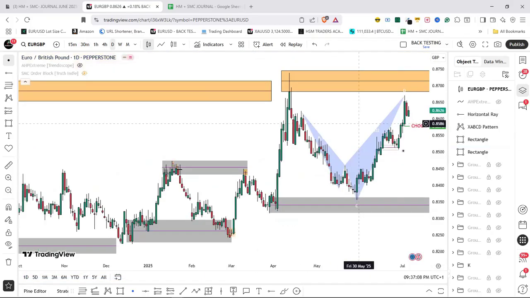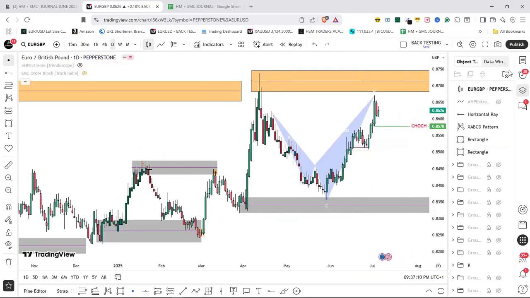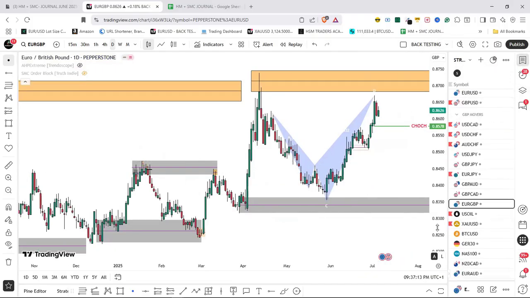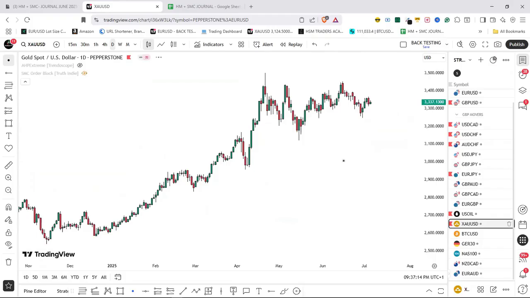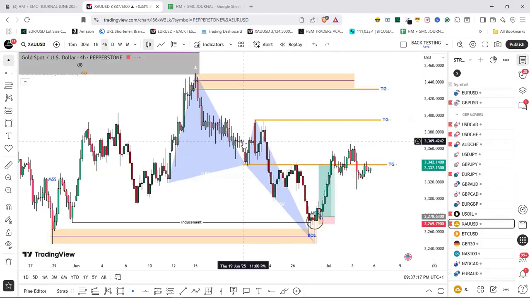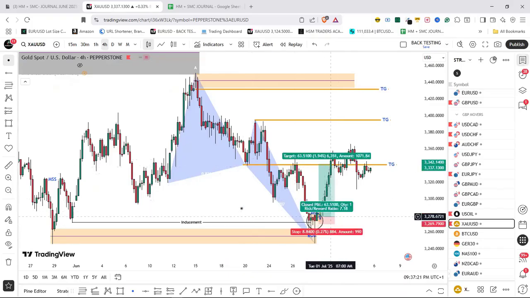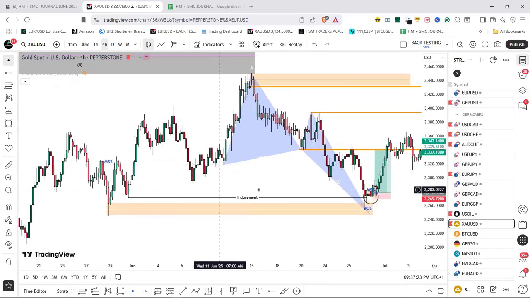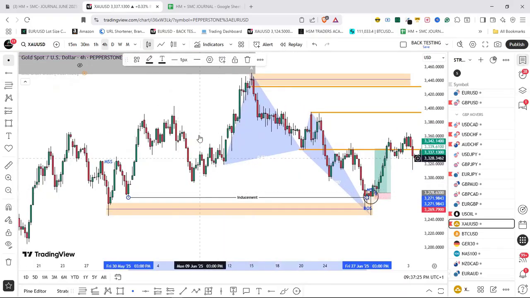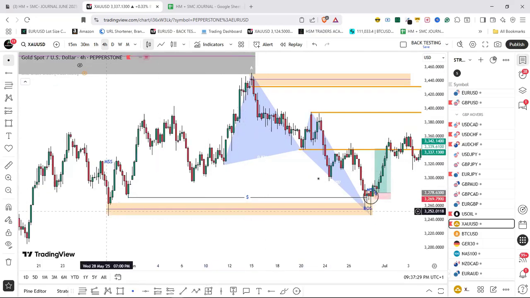So the same thing happened on gold. That was this week. Let's look at gold. I also caught a buy on gold. So this buy, I took this buy on gold. That was last week. Okay, the same thing here. This was valid inducement liquidity, and then valid key level.